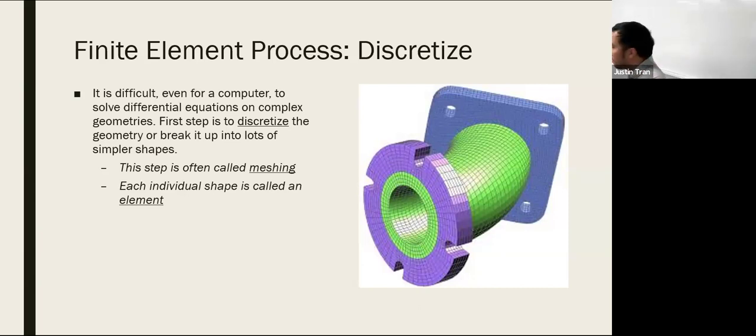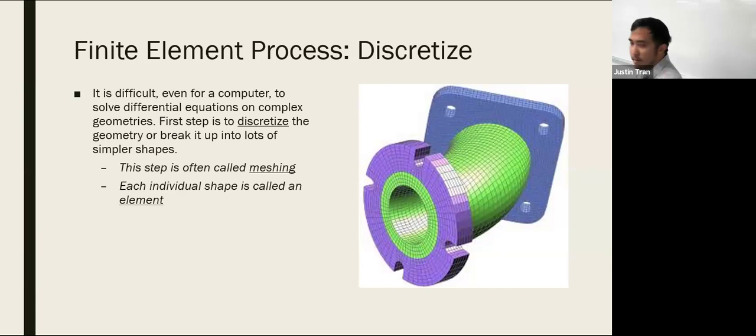So this step, you'll often hear me call it meshing. The idea behind meshing is to take a complicated geometry like this and break it up into lots and lots of simpler shapes. A lot of times these shapes are something like a square, a box, a triangle, a tetrahedron. Each individual shape in this mesh is called an element, and that's how we get the name finite element analysis.